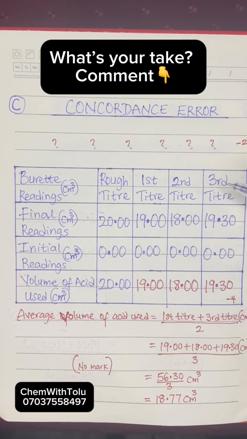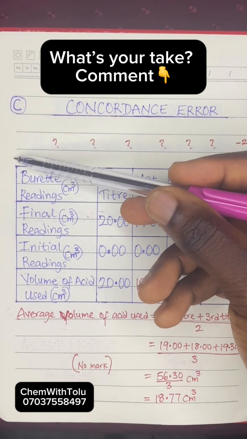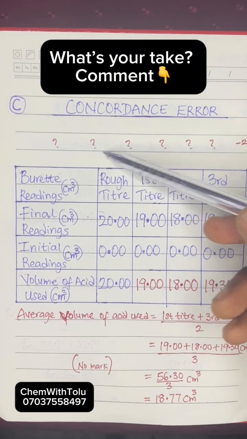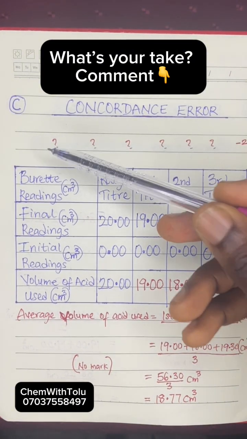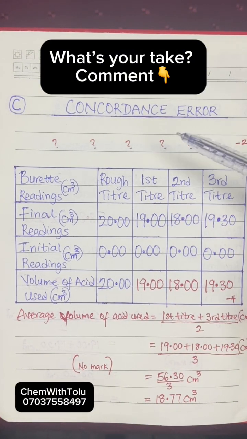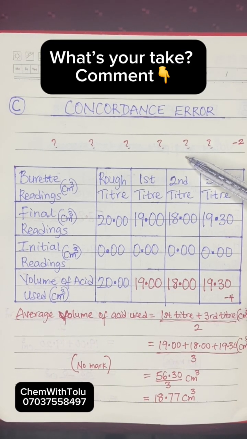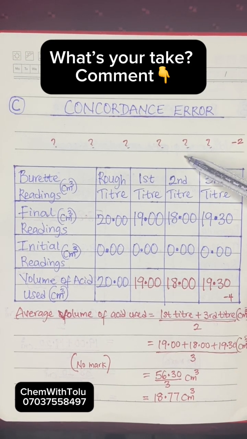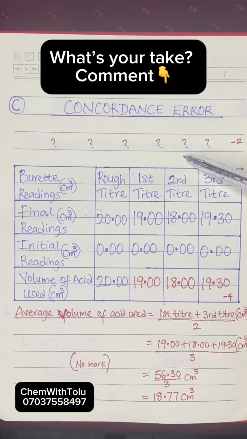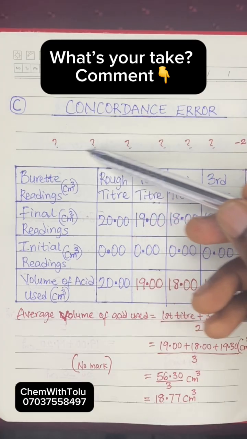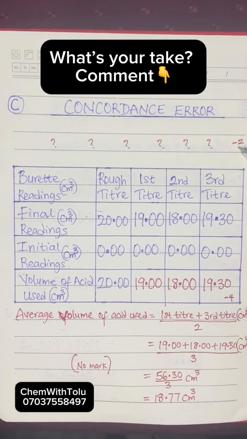Now, looking at this, the first error here is, you can see this person omitted the volume of pipette used. You must signify the volume of pipette used. You must write it down for every practical. 25 centimeter cube. Though we have a pipette that is 20 centimeter cube, but the most common pipette is 25 centimeter cube. So this person omitted it, meaning that's -2.